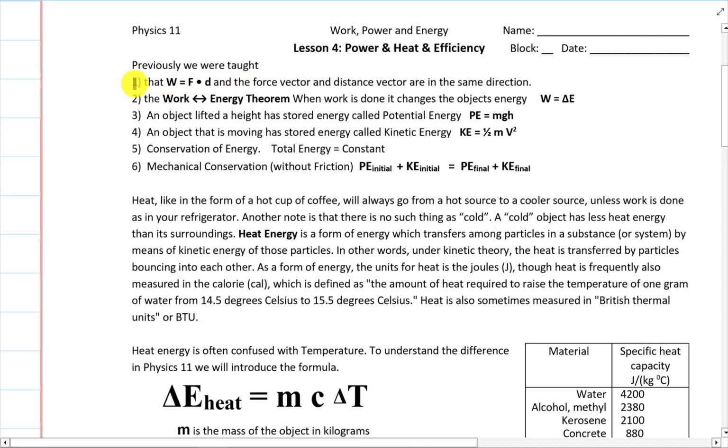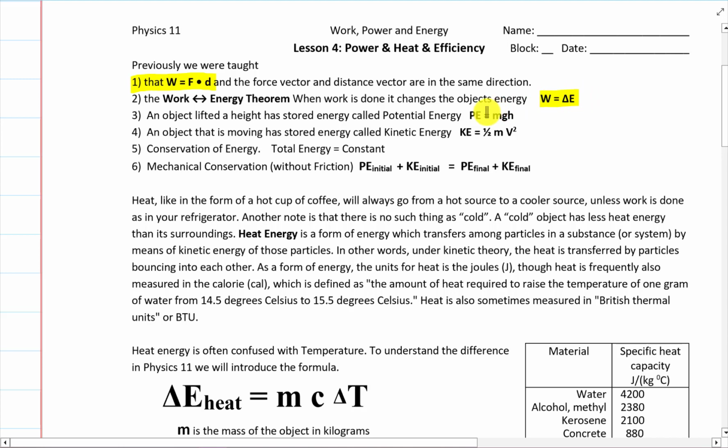Very quick, the first thing that we learned in this chapter was that work was force times distance. Even though force is a vector and distance is a vector, the answer is going to be a scalar, but we have to worry about the direction. As long as they're in the same direction, that is positive. If they're opposite directions, it's negative. The second lesson was on the work energy theorem, that work is the change in energy.